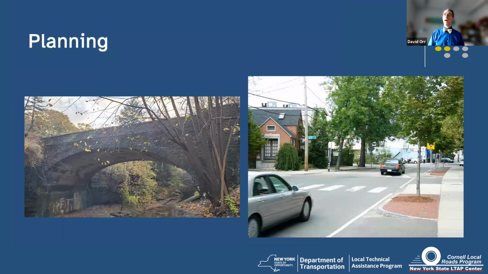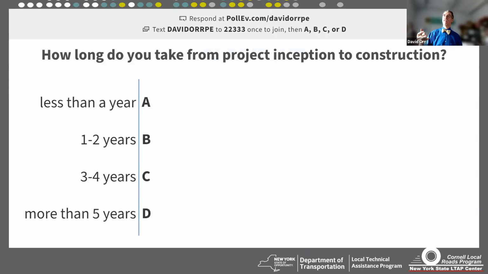So let's talk a little bit about planning. Planning really is something we do in our brain. We do it on paper, but in some respects it is starting the process and building it in our brain before we actually go out and do the project, whether it's a bridge or a safety project. So again, we're going to go back to Poll Everywhere.